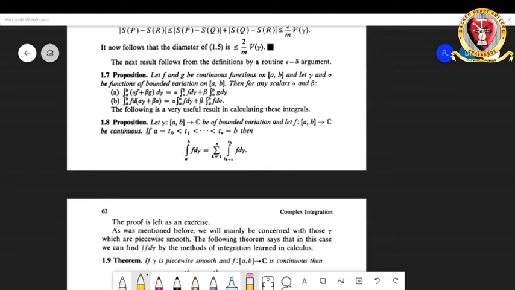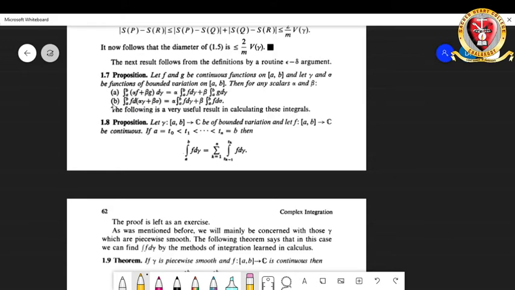Today's lecture, we will start with the basic properties of the integrals we defined before, which is Proposition 1.7, which gives us the idea that if f and g are two continuous functions on the closed interval [a, b], and gamma and sigma are functions of bounded variation on [a, b], then for any scalars alpha and beta, the integral from a to b of (alpha f plus beta g) d gamma is equal to alpha times the integral from a to b of f d gamma plus beta times the integral from a to b of g d gamma.